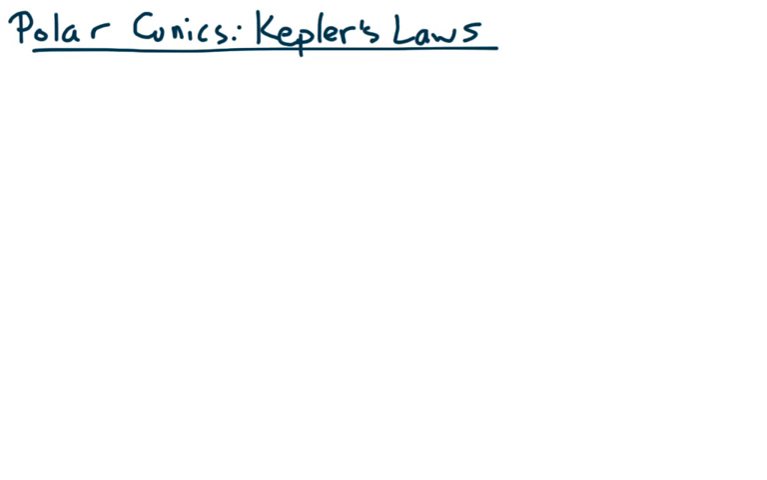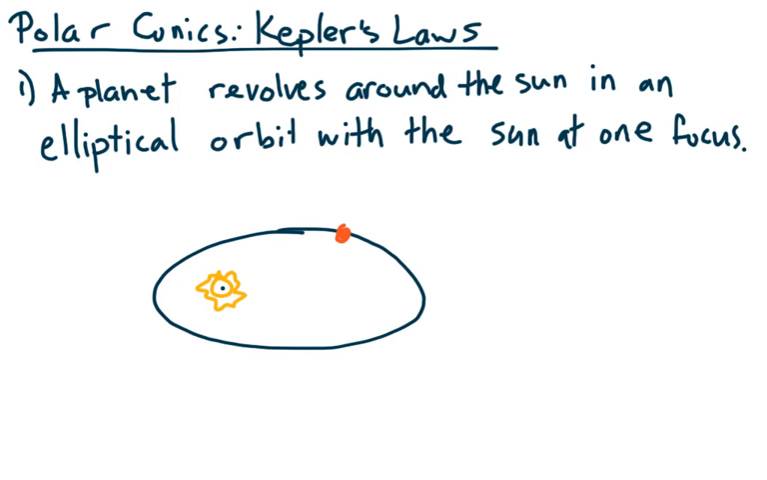Rad, right? So Kepler had 3 laws of planetary motion. The first one says a planet revolves around the sun in an elliptical orbit with the sun at one focus. Generally with an ellipse you have 2 foci. The cool thing is that one of those foci is the sun, and the planet's path is an ellipse. Right? That's the first law of motion.